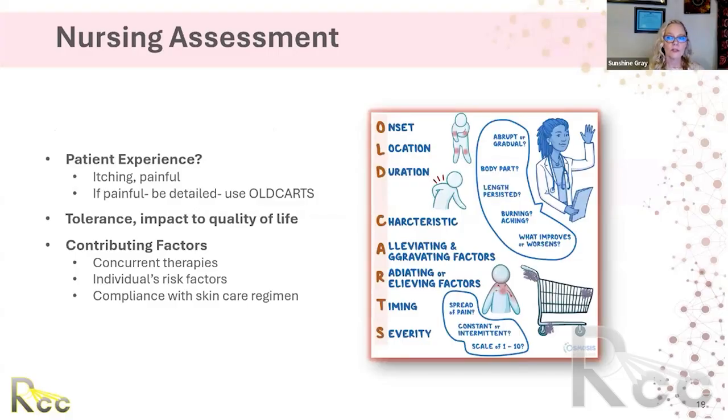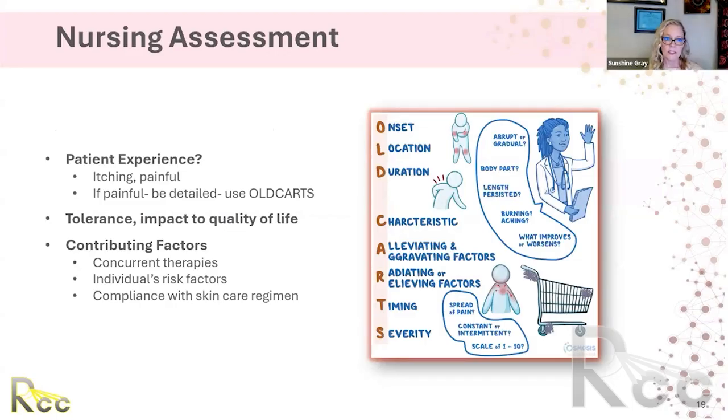Okay, next we're going to talk about our nursing assessment. So we're looking at how is the patient experience. It's our job to monitor along with our caregivers, but it is our job to monitor how is the patient tolerating their treatment, because we are the advocates for our patients and we want to make sure that we are helping them get through their treatment. It's very important, as we spoke about last time, for them to complete their therapy and to complete all of their treatments.